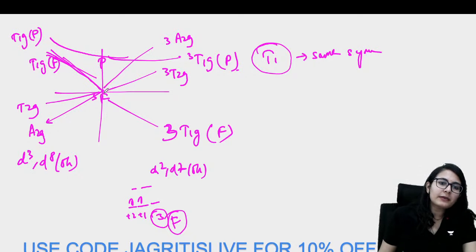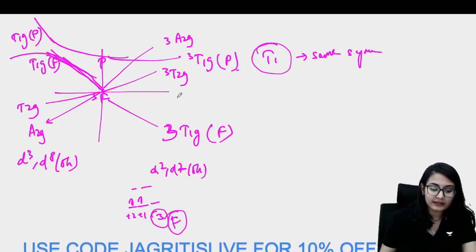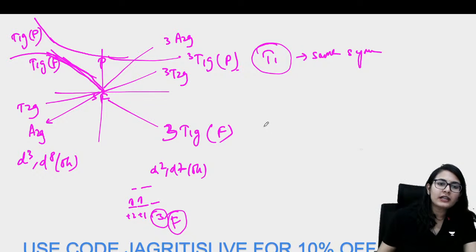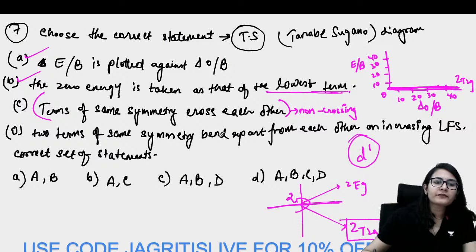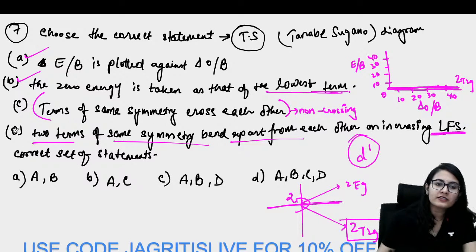So same symmetry terms will try to bend away from each other. Okay, they are going to bend away like this. This is because of the non-crossing rule. So the same will happen in the TS diagram also. Two terms of same symmetry bend apart from each other on increasing the ligand field strength. This is correct, A, B and D. Alright, this is your correct answer.